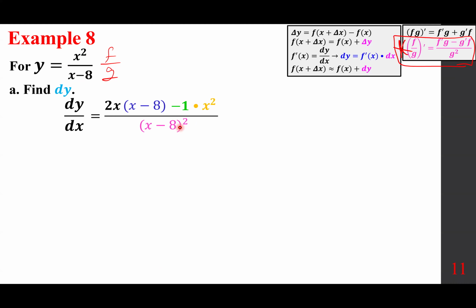We need to simplify. 2x squared minus 16x squared minus x squared. These two combine into x squared. So the numerator is x squared minus 16x. The bottom doesn't change. This is dy dx. dy is exactly the same thing times dx.